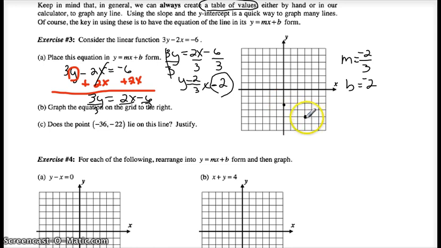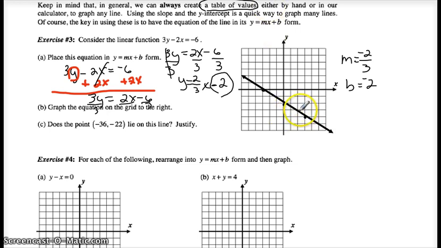Down and then positive. Now, as I mentioned before, we can go the other way. We can go up 2 and left 3. And that should really be enough for us to plot a nice line here. So we take our straight edge and we connect the points that are on this line. Okay, I'm just going to fix mine a little bit. Okay, and we want to label the line.